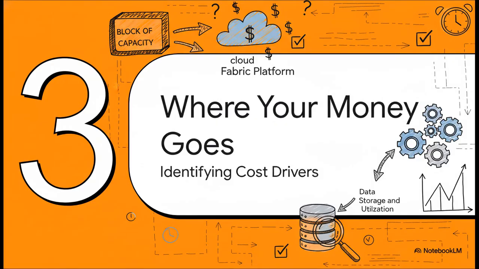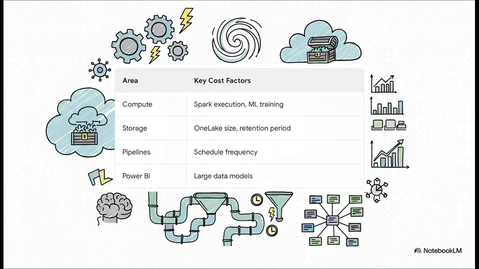Okay, so you've bought your block of capacity. The next logical question is, what's actually using it all up? Let's take a look at where your money is really going inside of Fabric. So here are the biggest culprits, the main consumers of your capacity units. And no surprise, the heavy-duty stuff like Spark jobs and machine learning are right at the top. But don't sleep on the other factors. The size of your data in OneLake, how complex your Power BI models are, even how often your pipelines run. It all adds up and burns through those CUs.